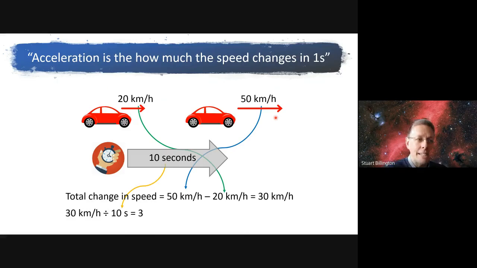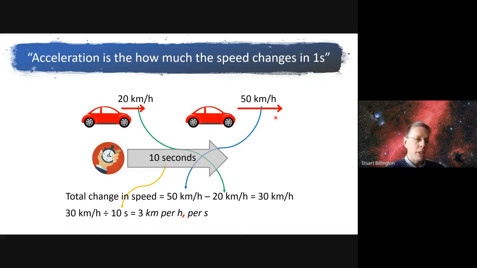But it did that in 10 seconds, not in 1 second. So we need to divide that by 10 to get the change in a single second. And this gives us the number that the formula you just wrote down would have given you, that the acceleration is 3. But what's the unit? Well, we just divided kilometers per hour by seconds. So the unit is 3 kilometers per hour per second.